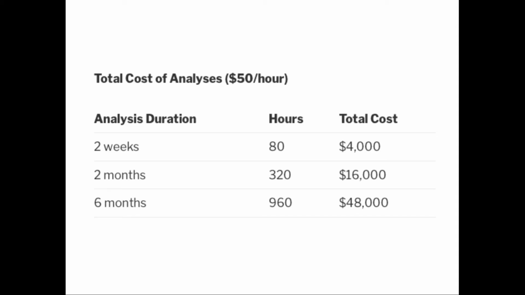A 2-month project is 8 weeks, 320 hours, $16,000. A 6-month project, and there are many such projects, is $48,000 in total cost. So the costs of the analyses often greatly exceed the tools themselves. The tools, Mathematica and MATLAB, are about $2,500.